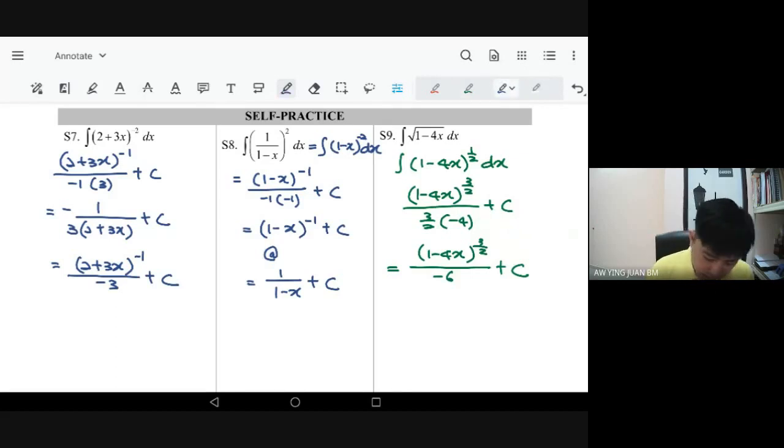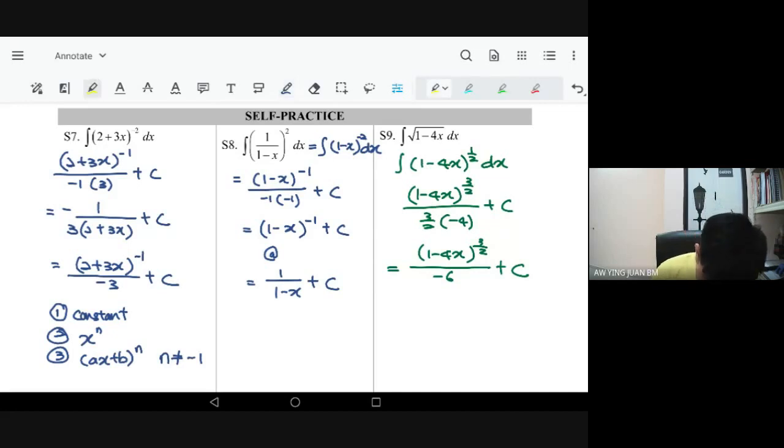Tak ada masalah. So number 1, constant. Number 2, x to the power of n. And number 3, ax plus b to the power of n, where n cannot be equals to -1. Kemudian, dalam ini ingat, mesti linear. Mesti kena linear. So kita dah settle 3 rules. Iaitu basic, saya panggil dia direct method.